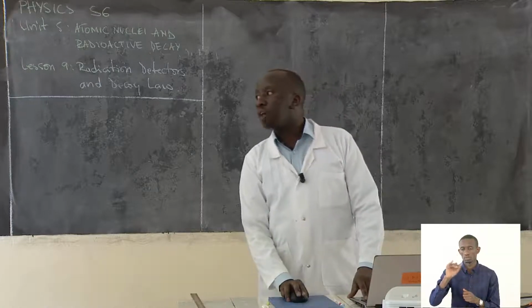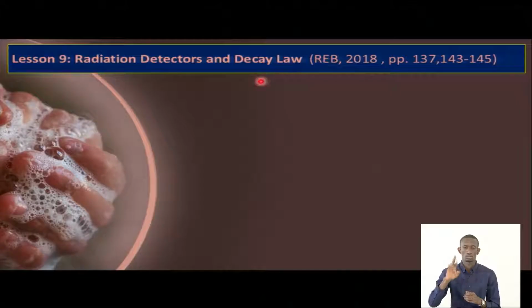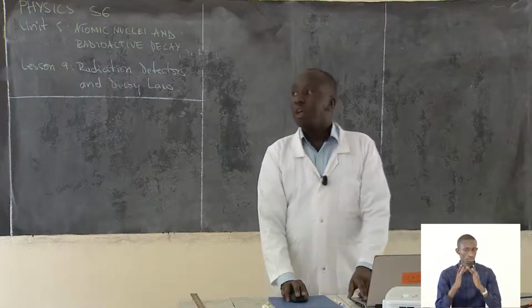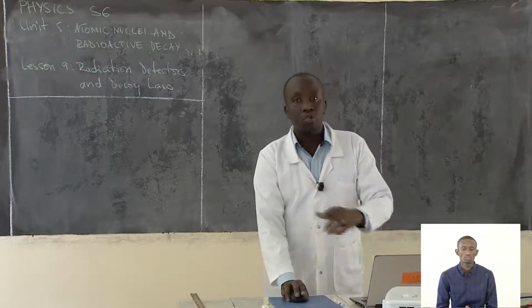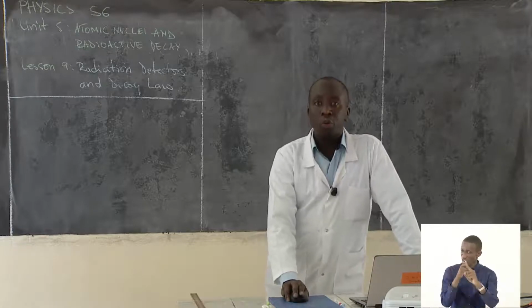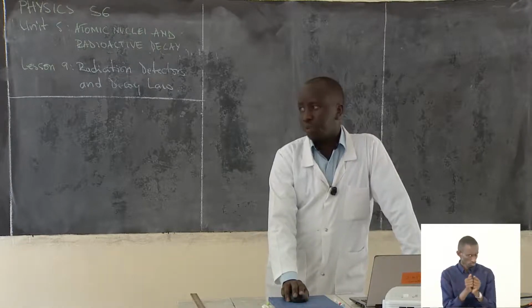So the book that you have to use is the book that you have from the REB website, okay? So this is page 137, and you go to 143 up to 145, and then you check on this lesson, but it is lesson number 9 that we are having. So, and these are the objectives that I want you to go with me throughout this lesson.